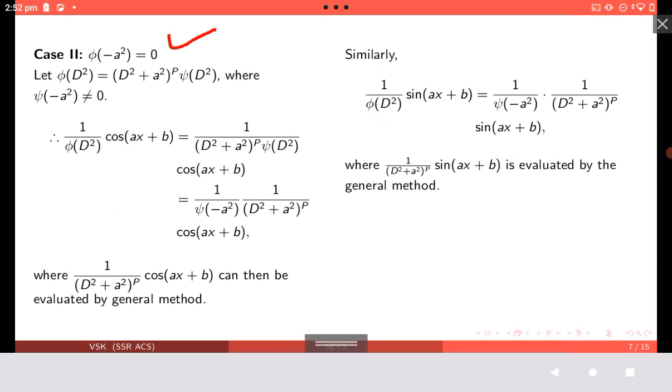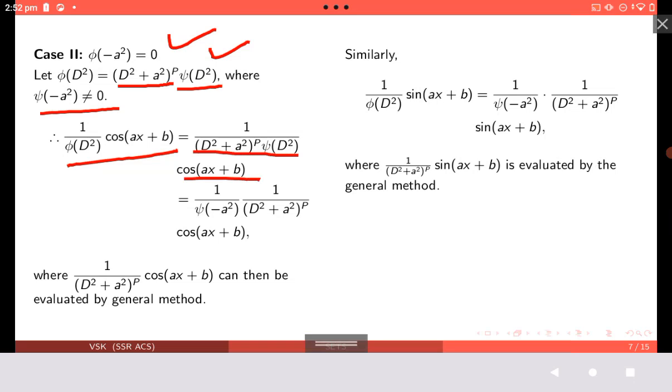If this is the case, then phi(D²) will be of this form: (D² + a²) to the power some p, into xi(D²), where xi(-a²) is not equal to 0. This type of expression we will get. So in this case, we'll write 1 upon phi(D²) cos(ax + b), and this will become this expression, cos(ax + b).